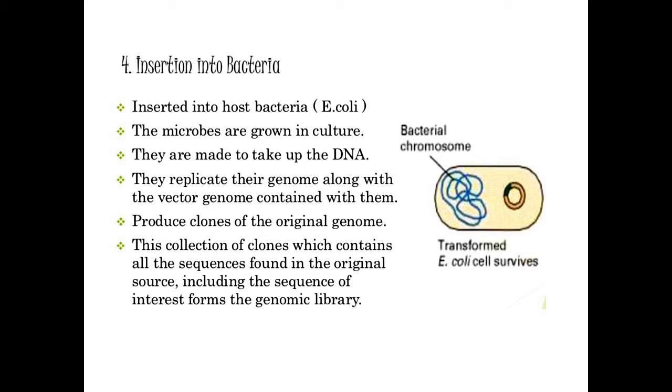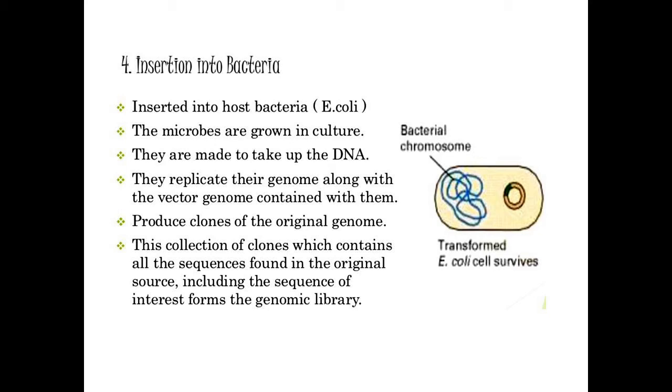This recombinant molecule is then inserted into bacteria, say for example E. coli, or you can also go for bacteriophage, that is lambda genomic libraries, if the size is very high. But here we are explaining the example of bacterial clones. The microbes are grown in culture. They are made to take up DNA, that is, the DNA is inserted into them using transformation techniques, which can be either electroporation or microprojectile, because they give high transformation efficiency.